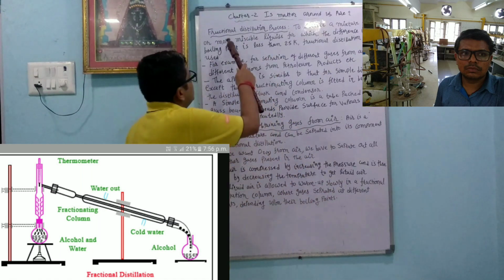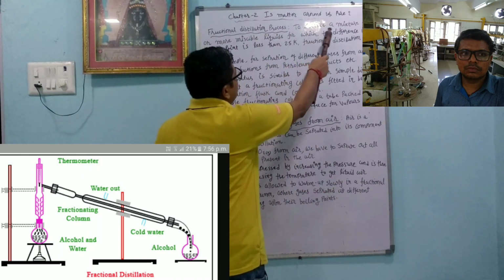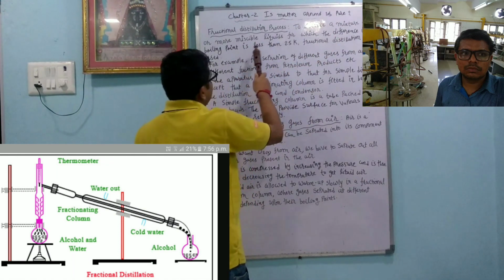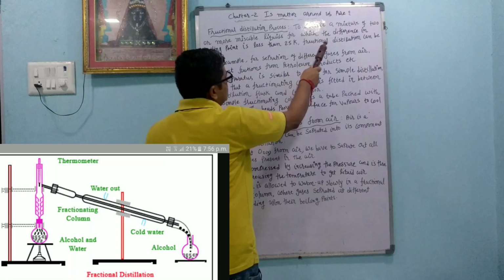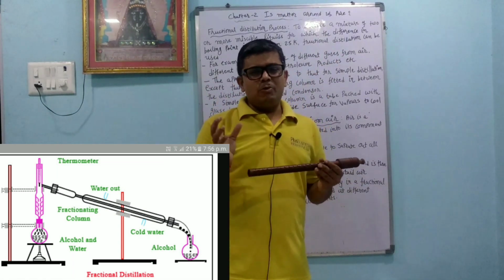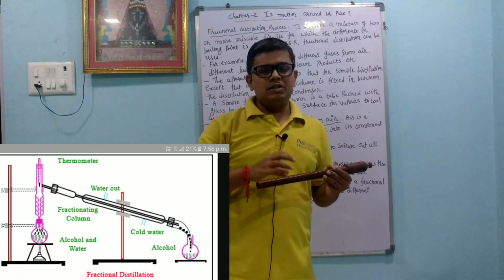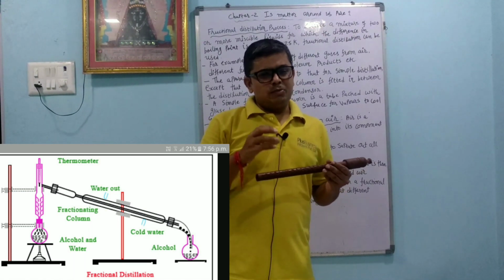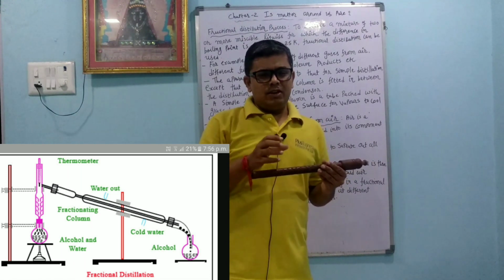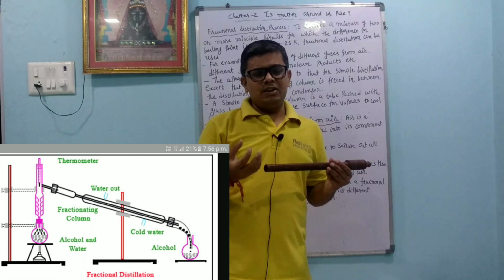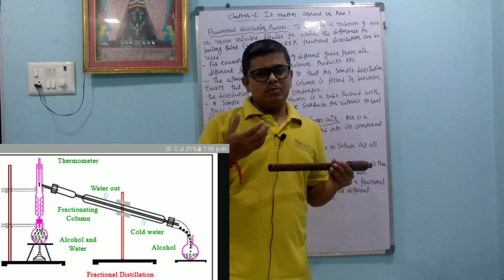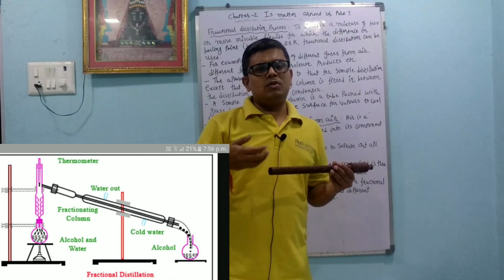Fractional distillation is the process used to separate a mixture of two or more miscible liquids for which the difference in boiling point is less than 25 Kelvin. Suppose we have two liquids and their boiling points are very near, then the fractional distillation technique is used. Suppose we have two liquids like acetone and alcohol. Their boiling points are very near, so when we give heat energy, first acetone converts into gaseous form, and after some time alcohol also converts into the gaseous form.